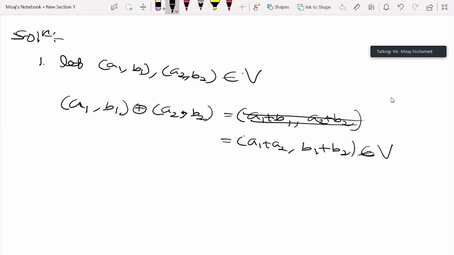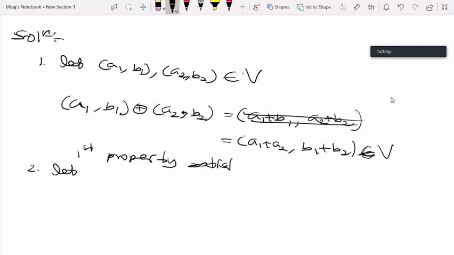What is the next property? Check the next property. What do you have to take for the next property? One by one. Commutativity. So let us take that. I have directly written that it is in V. The first property is satisfied. Okay.